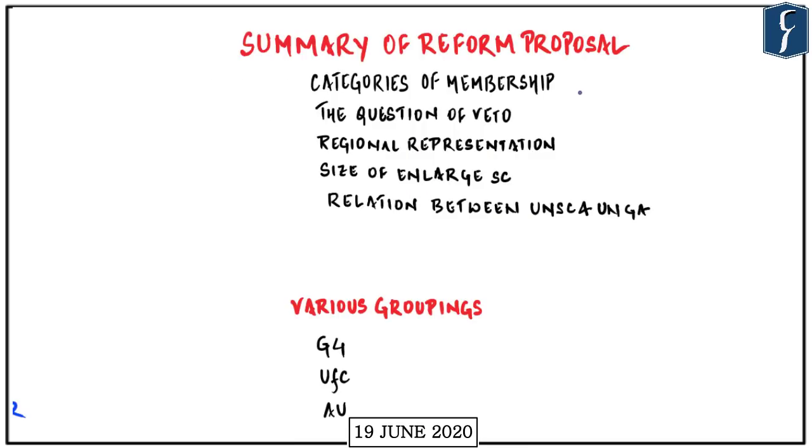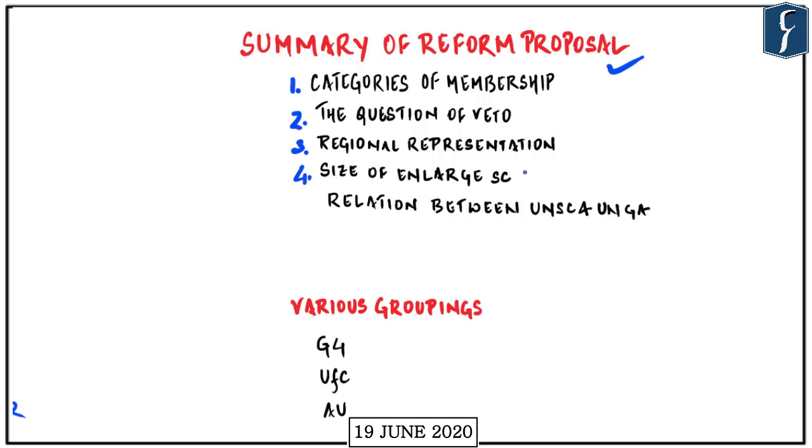So if we summarize everything, the reform proposal of the United Nations Security Council spans five main agendas. Number 1, the categories of membership with respect to the numbers of permanent as well as non-permanent members. Then the second most important issue is the veto power, whether it should be continued or abolished. Then the third major issue is that of regional representation, which we saw how skewed it is, giving more than 50% representation to Europe and giving none to Africa and Latin America.